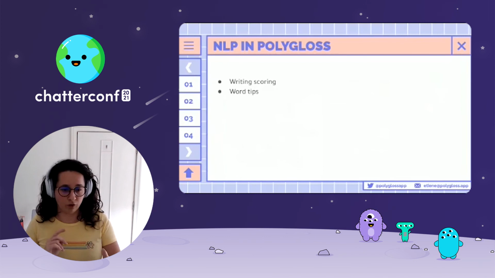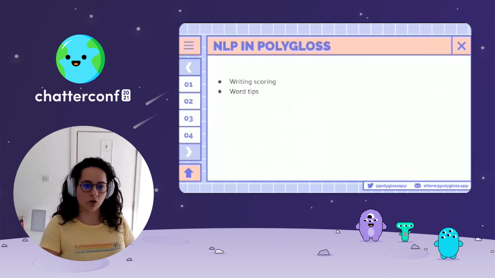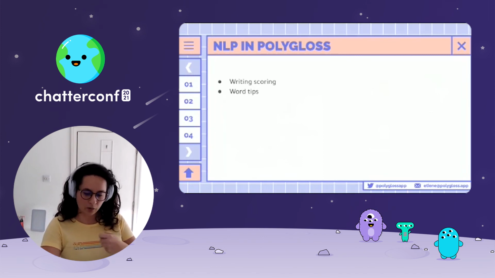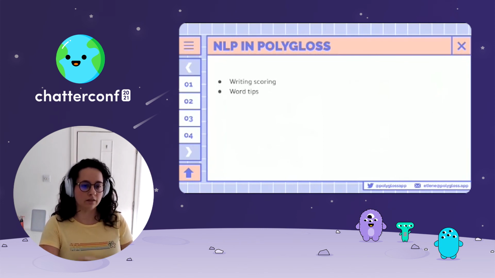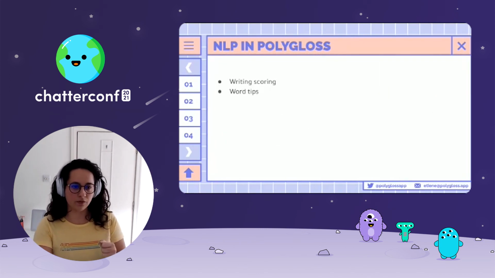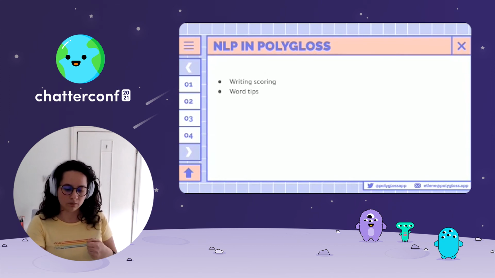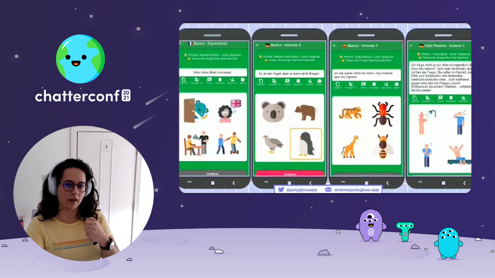Right, so going back to how I use NLP in Polyglots in a way that's adapted to this new media, right? And I do two things. The first thing is evaluating what people write. And the second thing is in a feature called Word Steps, right?